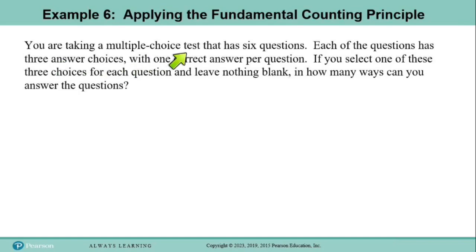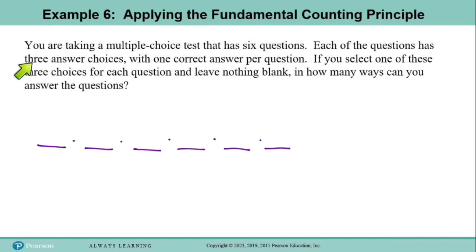You're taking a multiple choice test that has 6 questions. Each of the questions has 3 answer choices with 1 correct answer per question. If you select one of these 3 choices for each question and leave nothing blank, in how many ways can you answer the questions? Okay, we need a blank for each thing that we're choosing, and we're choosing an answer to each of the 6 questions.